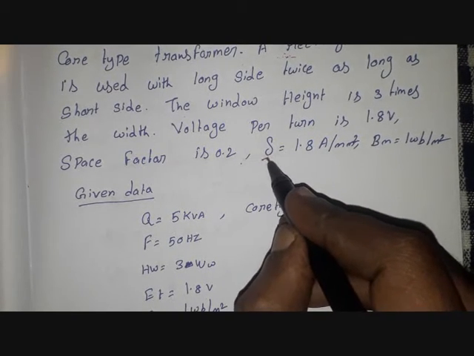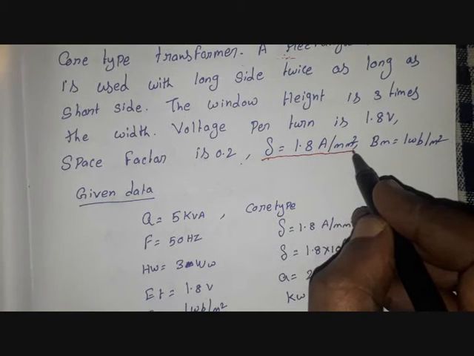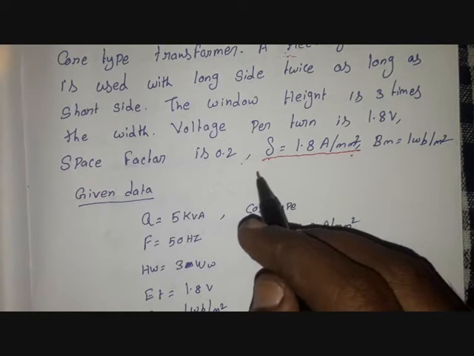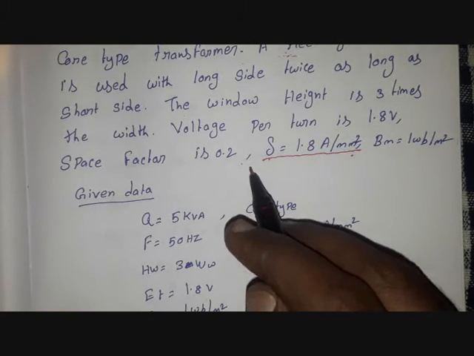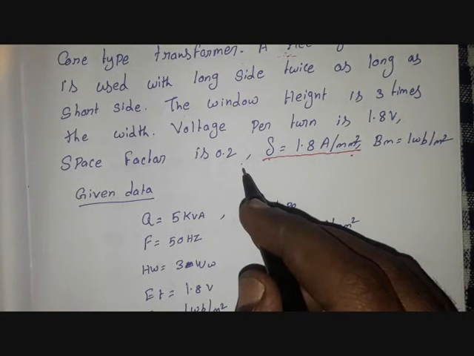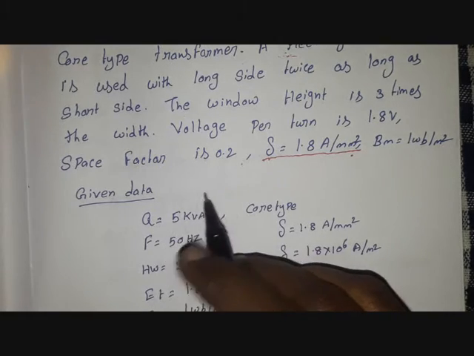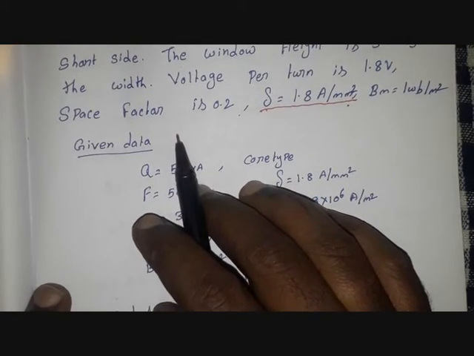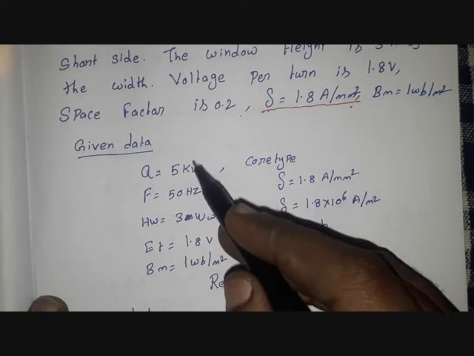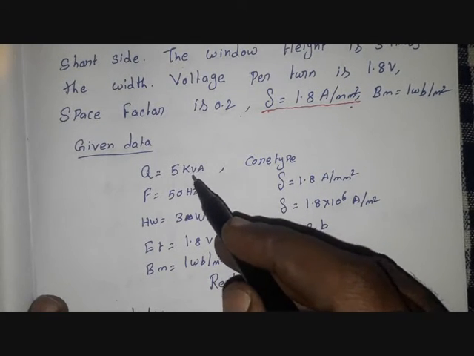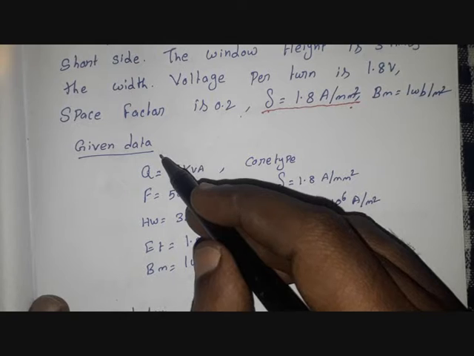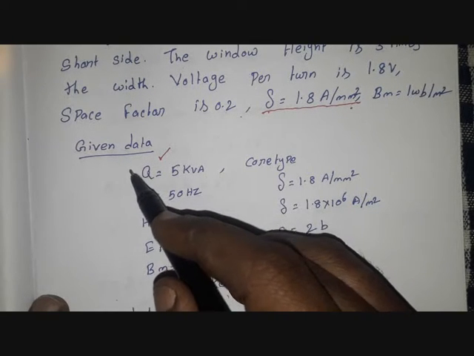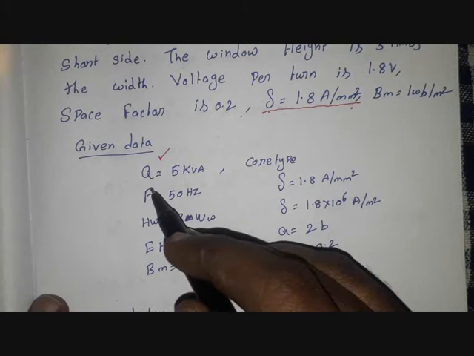Here we must carefully notice this value, ampere per millimeter square. So here we need to identify the Ai and Aw. Before we solve the problem, first clearly write the given data. While you clearly write the given data, the reviewer has the idea that you are well versed in solving problems. So write the given data.